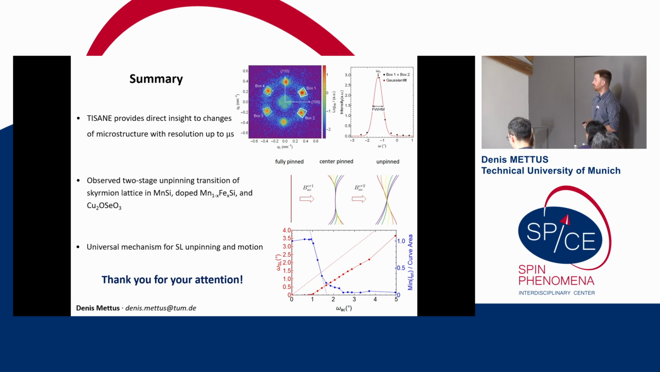So that's the summary. I hope I managed to advertise a little your TISANE technique, which can give you insight into your material's magnetic structures with a time resolution up to 30 microseconds roughly. And with that you can measure different structures. You can measure skyrmions, helical structure, conical structure, and many others. And what we did, we observed a 2-stage transition in different materials. And our claim is that the transition mechanism is universal between different materials. That's it. So thank you for your attention.